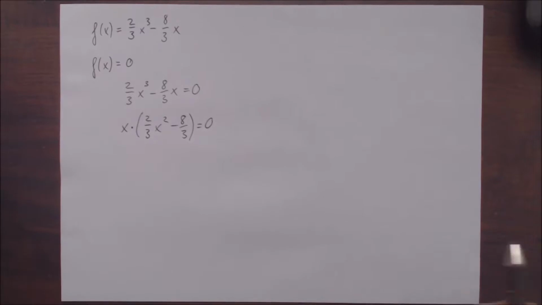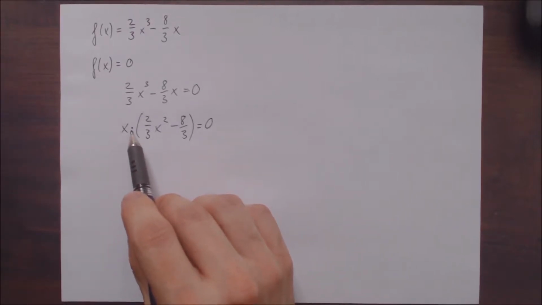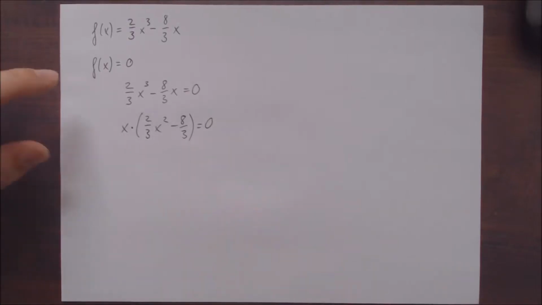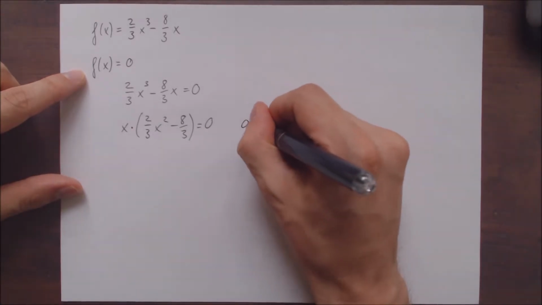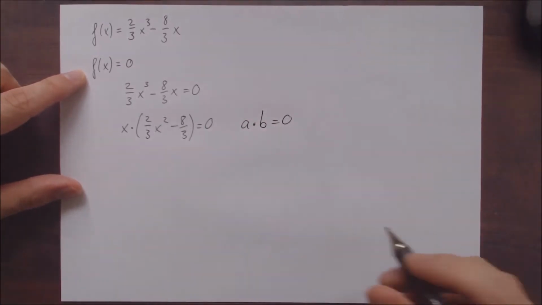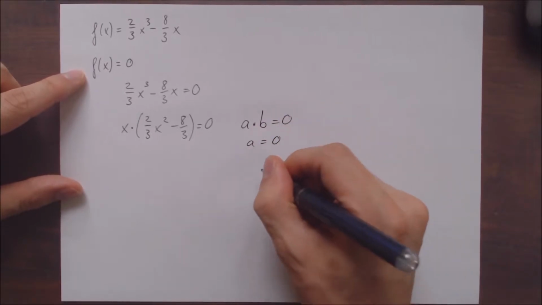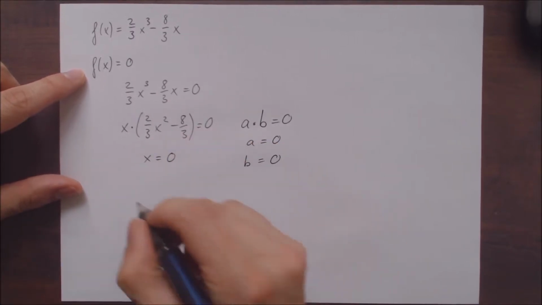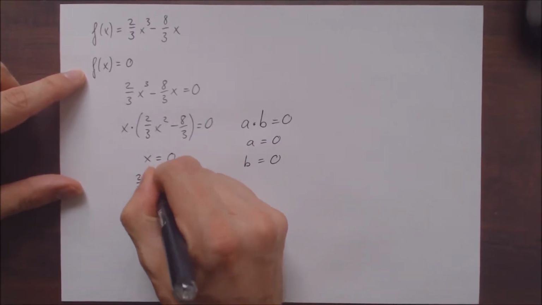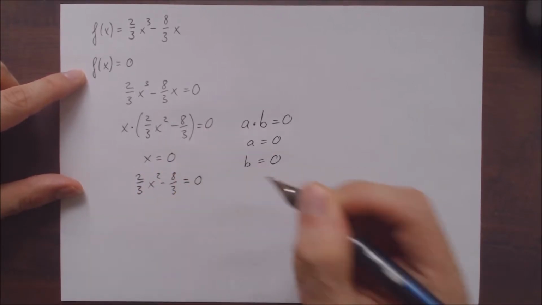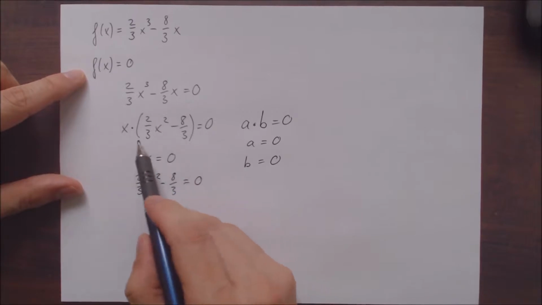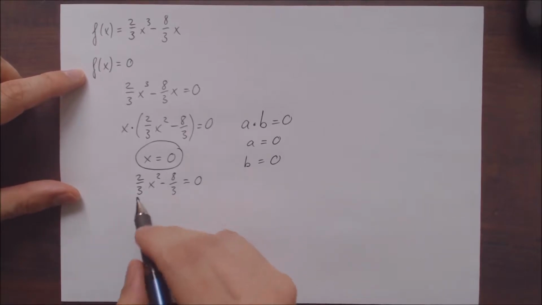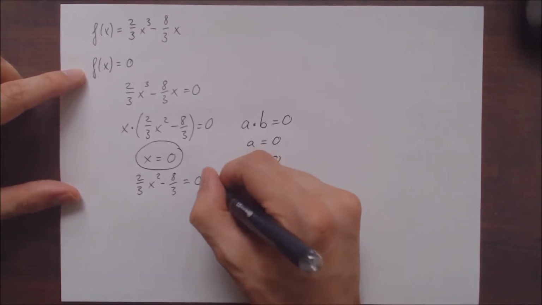And now we have two factors. This is our multiplication, and here in front of this we have the x, and behind we have the brackets. So just as when we have the situation a times b equals 0, then we can say a is equal to 0 and b is also equal to 0. And that would mean here x is equal to 0 and 2/3 x squared minus 1/3 is equal to 0. So this is equal to 0 and this is also equal to 0. So here we already have our first solution, and this we solve for x.